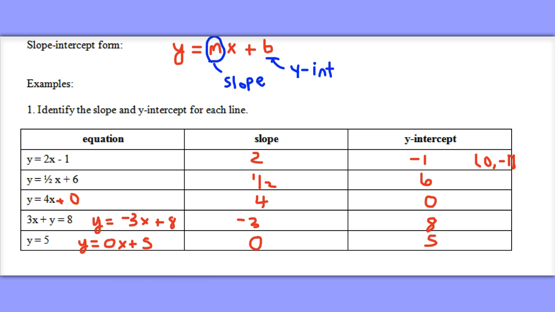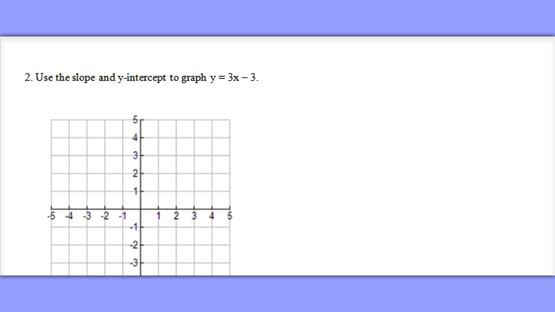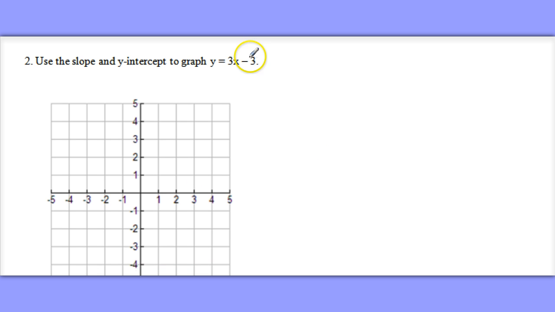Let's take a look at some examples where we're going to be doing some graphing. Graphing this line using the slope and y-intercept. I can see that this is in slope-intercept form. The y-intercept is -3. And the slope is 3/1. And remember, slope is change in y over change in x. So I'm going to go +3 units in the y direction and +1 unit in the x direction. So up 3 and right 1 to get another point. Up 3 and right 1 to get another point. And so here is my line, y equals 3x minus 3.